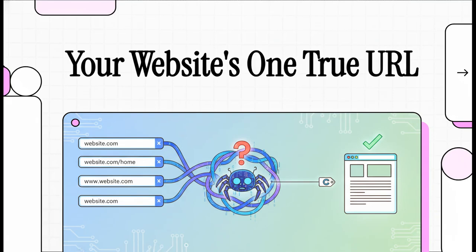Have you ever noticed how you can type in a few different web addresses and somehow land on the exact same page? For us, it's totally seamless, right? But for a search engine, well, that's a whole different story. It's actually a recipe for confusion, and it can seriously mess with your website's ranking. So in this explainer, we're going to demystify this super common problem and show you the simple, kinda elegant fix.